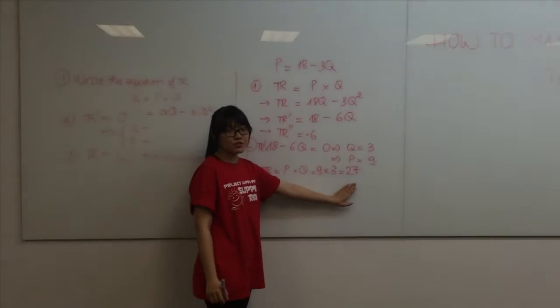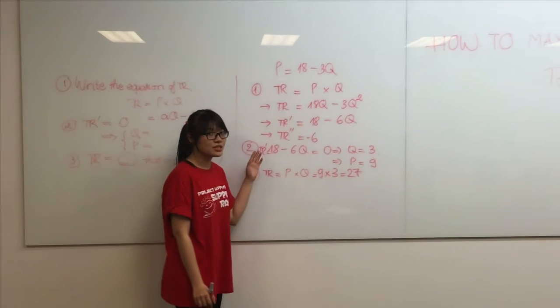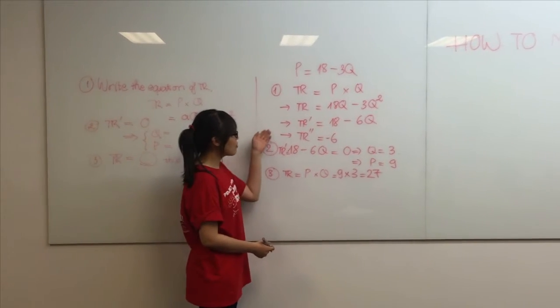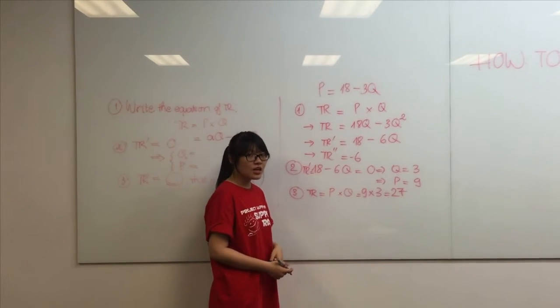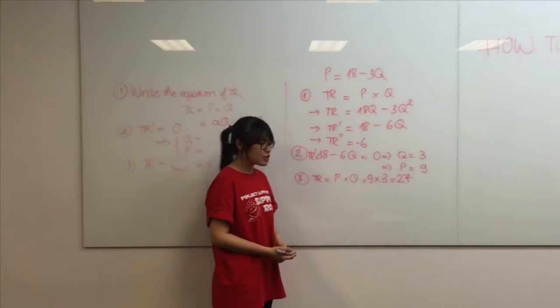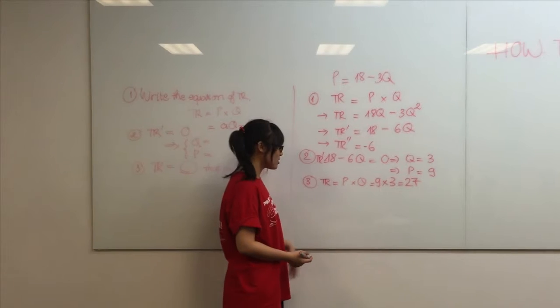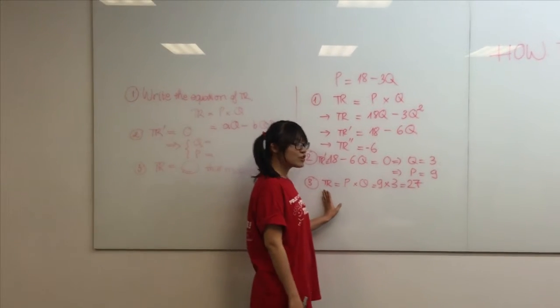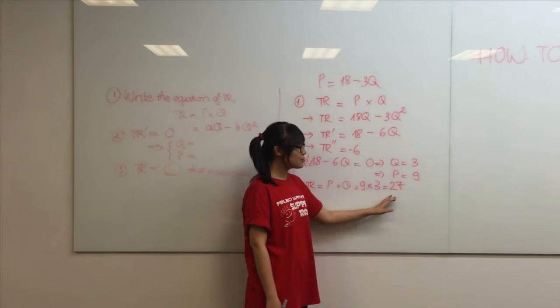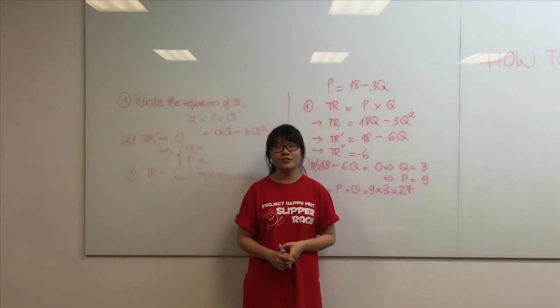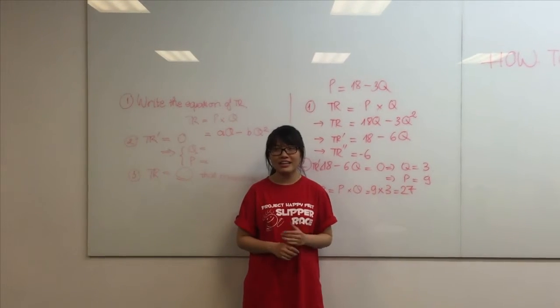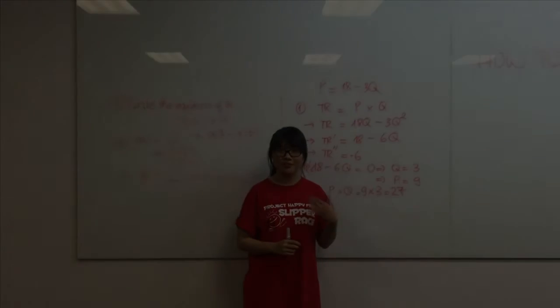At this step, we have to consider the second derivative of TR. In step 1, we have the second derivative of TR is minus 6. It's a negative constant, so we come to the conclusion that the total revenue is maximized at 27. Now we move to the second example, with Mr. Nguyễn.